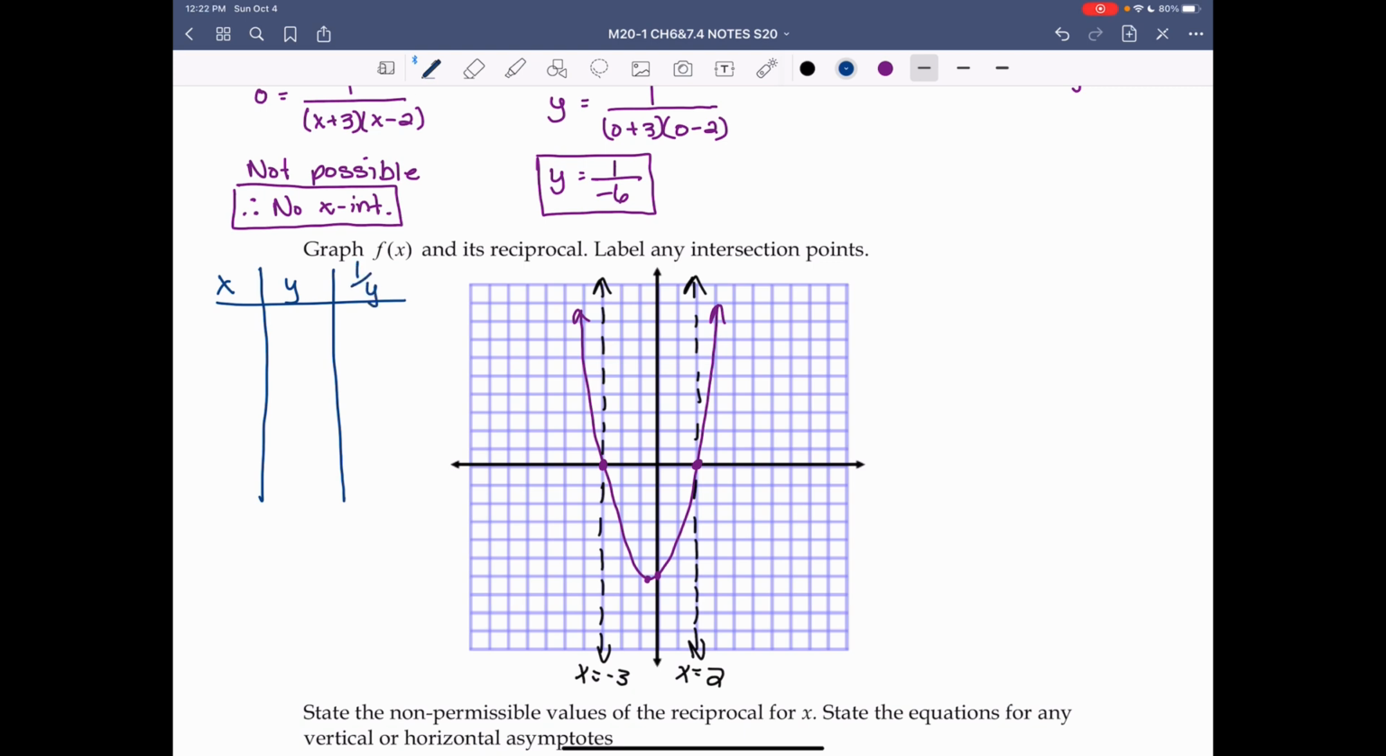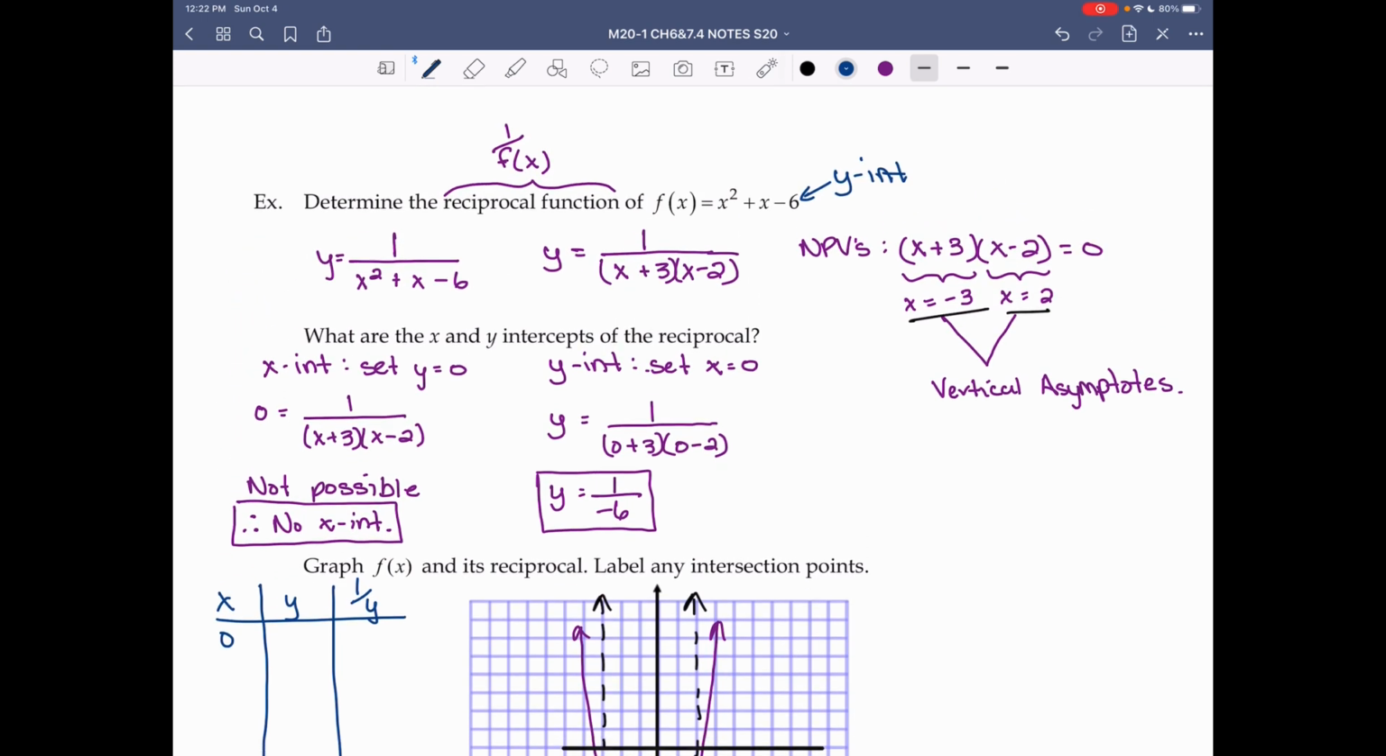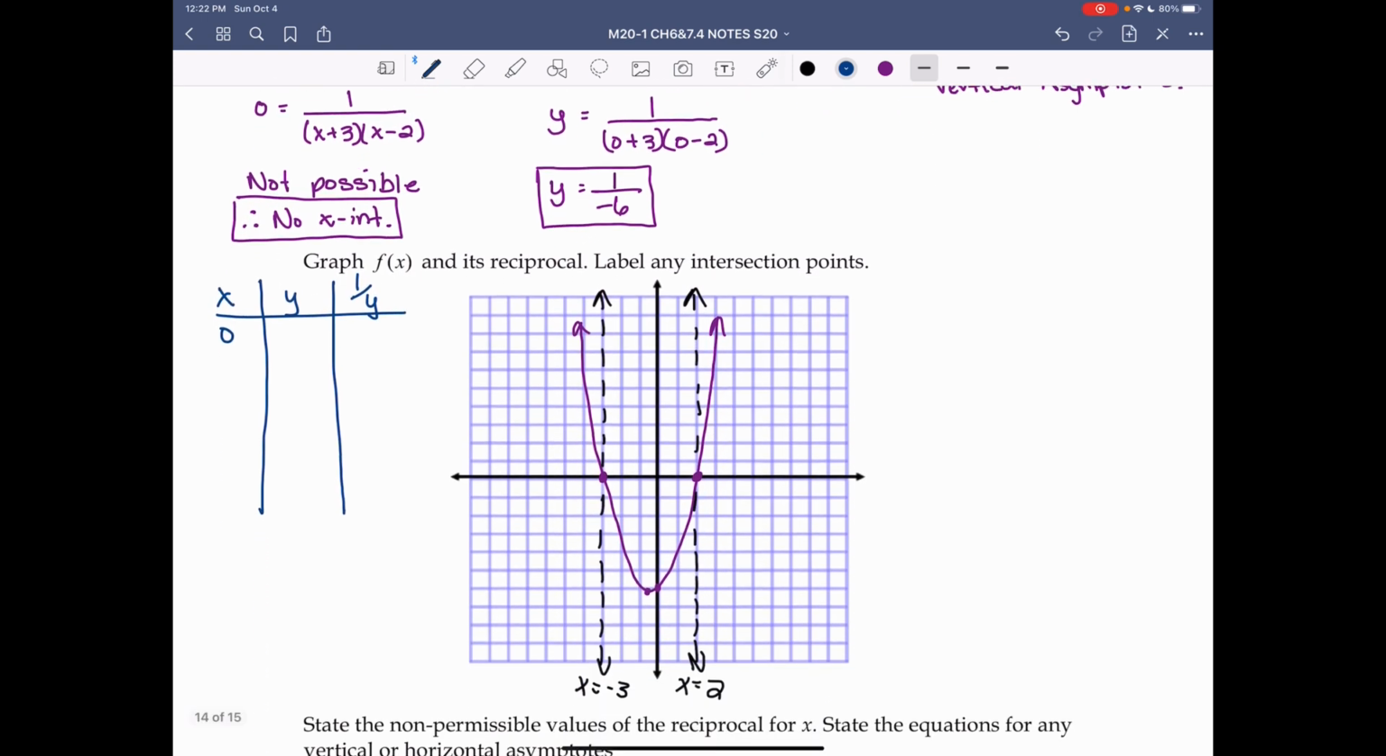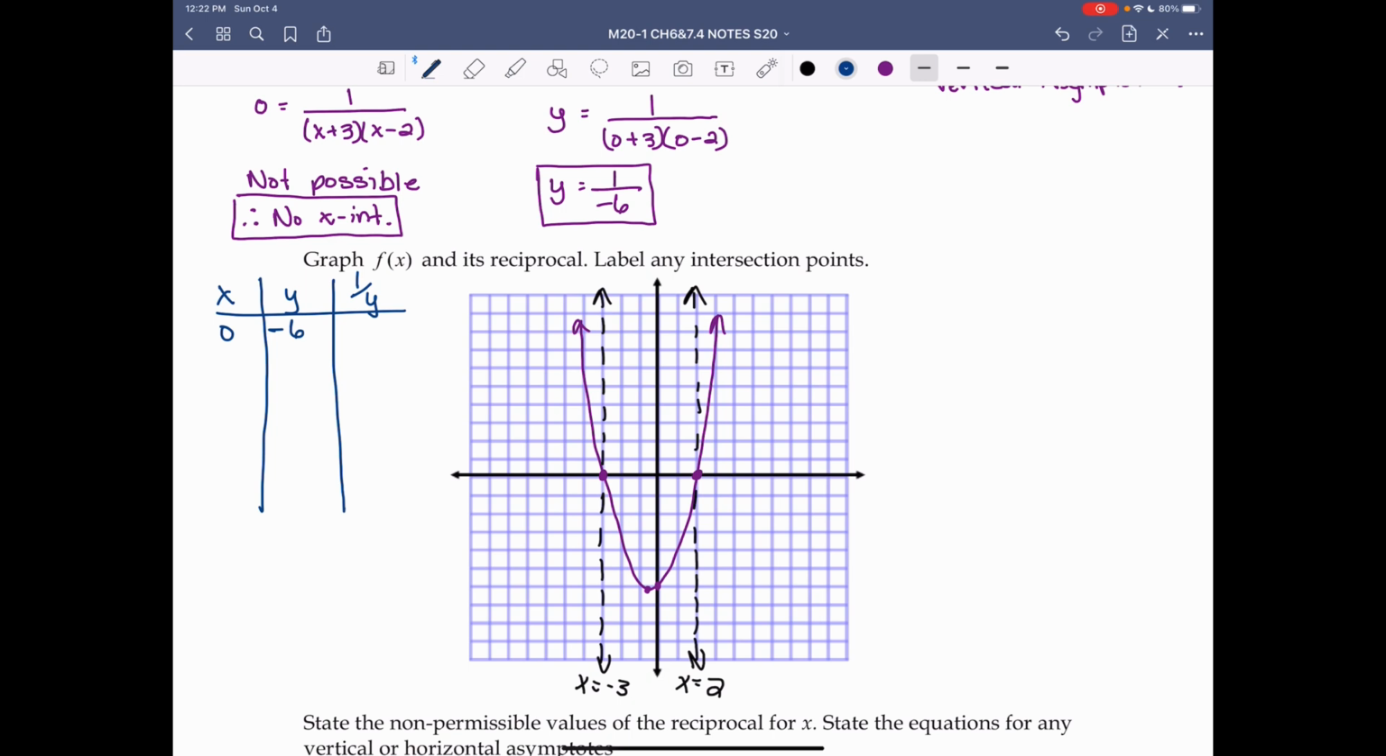Let's start with the y-intercept. We know that the x value is 0. The y-intercept on our original function is -6. So -1 over 6 is the point that's going to be on our reciprocal. So x equals 0 and y equals -1 over 6, which is just below the x-axis. It's a negative number that's really close to 0. So we have that point there.